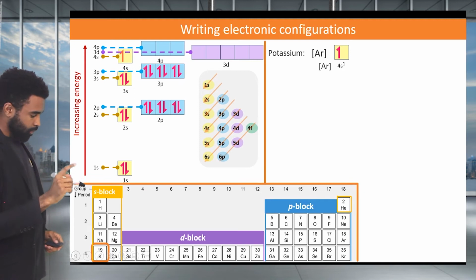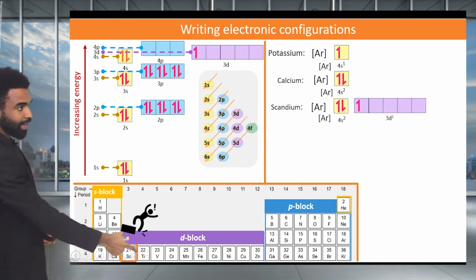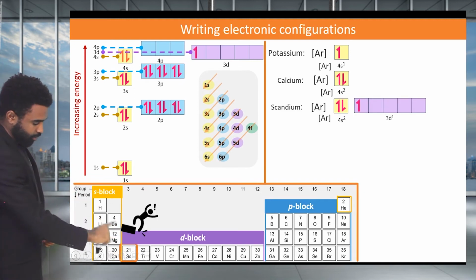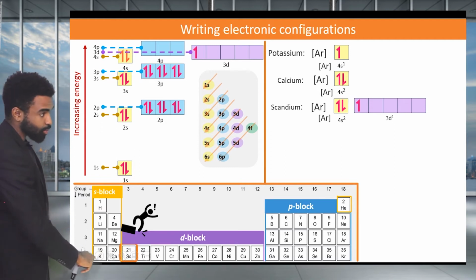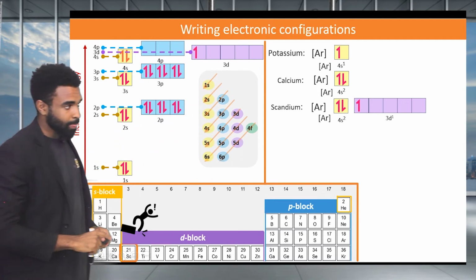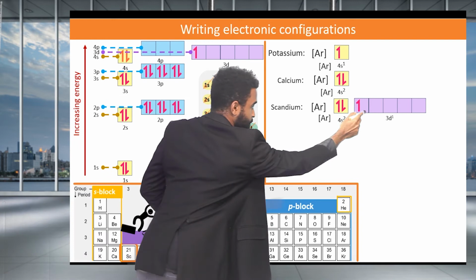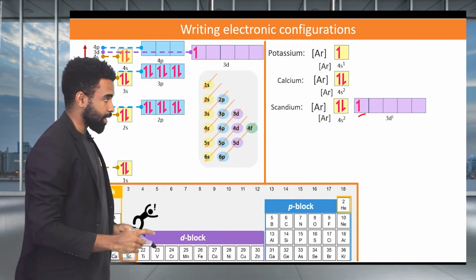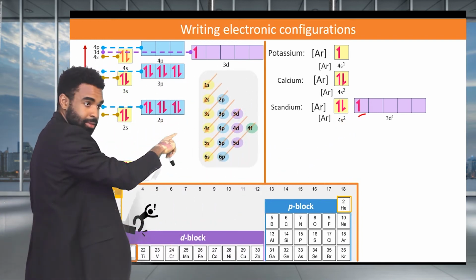No. Here we need to fall down. We need to fall down. So we go from 4s to what? To 3d. So 4s2 to 3d1. Okay? And you can get this easily by looking at the Madelung diagram.